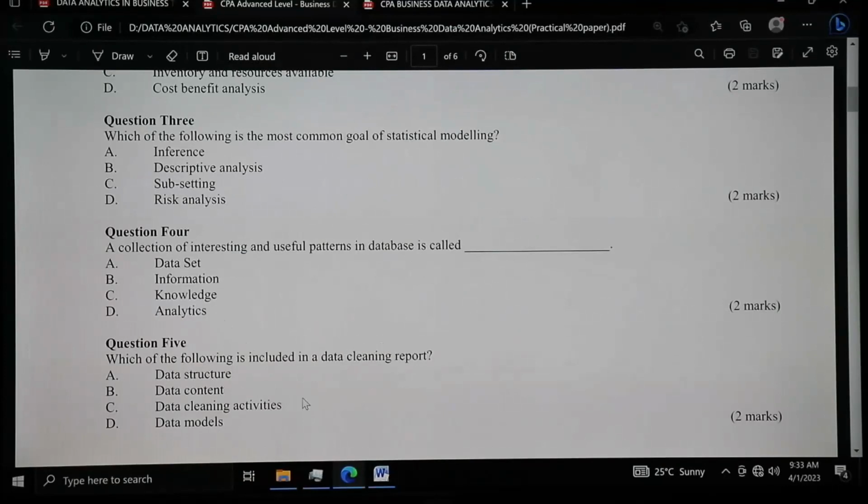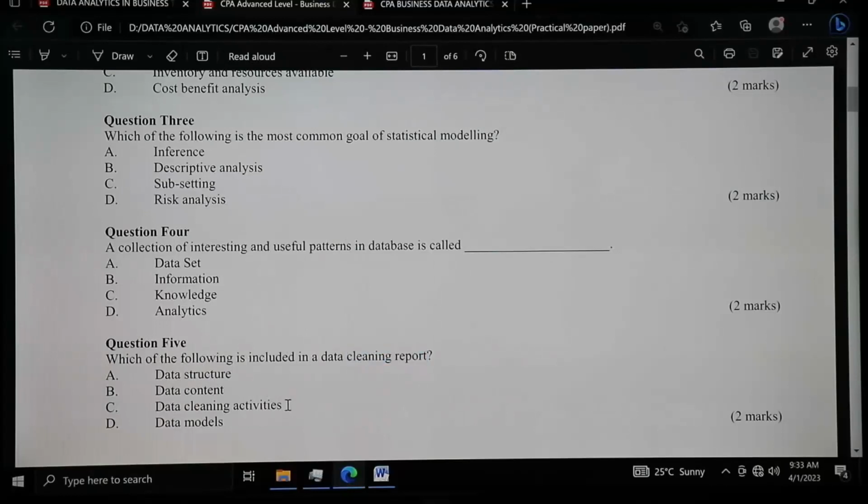What should you include in a data cleaning report? Do you include the data structure? I don't think you really need to display that. Data content, do you not need to display the data content? So what do you need to display in the data cleaning activity? After the evaluation, you find that the data cleaning activities are what you need to show in your report. Which activities were involved in your data cleaning?